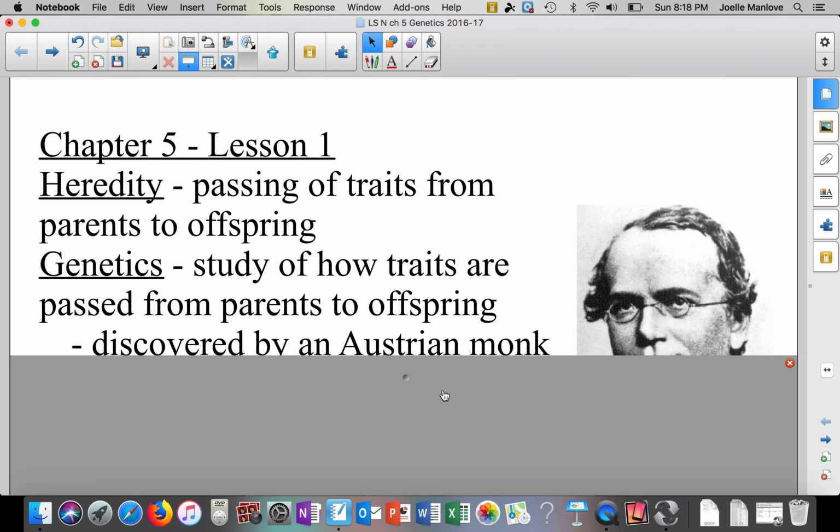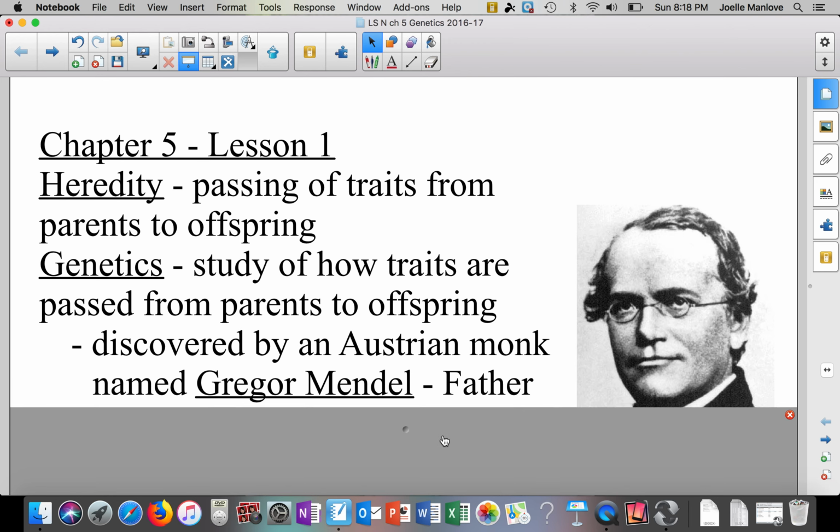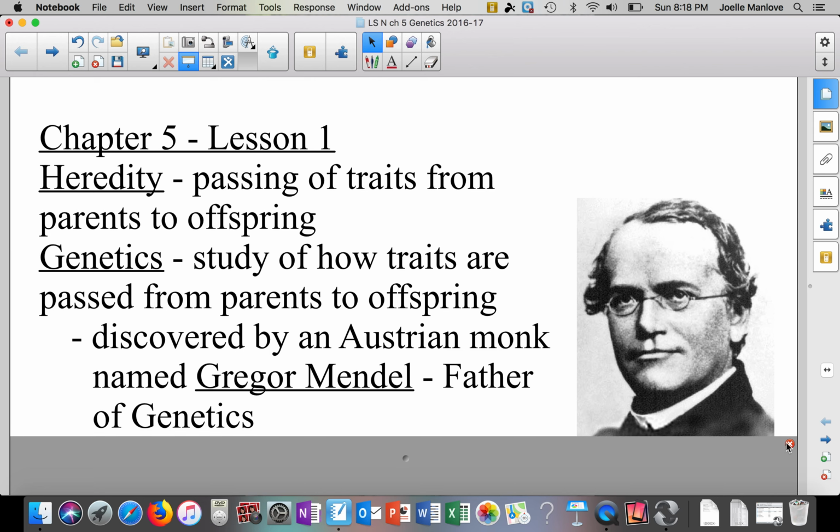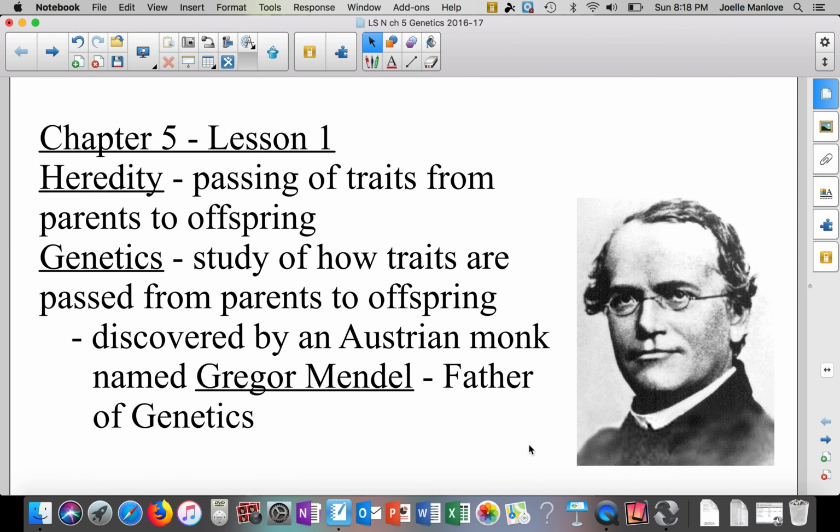Genetics was discovered by this guy over here. His name is Gregor Mendel. Gregor Mendel was an Austrian monk. He lived in a monastery and studied pea plants. Because of all of his work with the pea plants and the things that he discovered as he worked with them, we call him the father of genetics. So he's a pretty important guy.